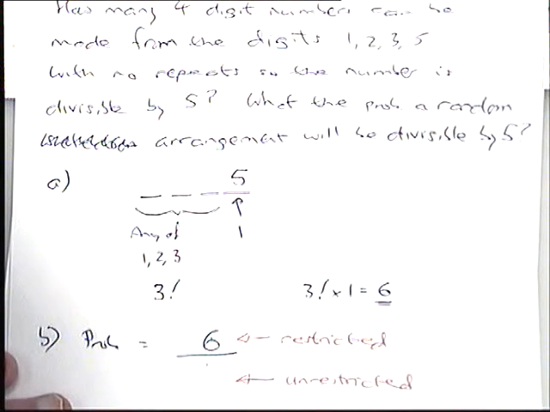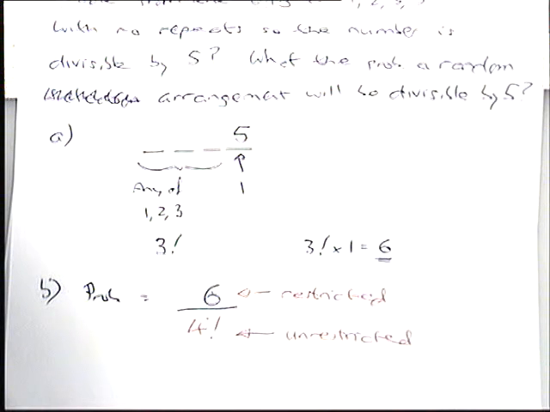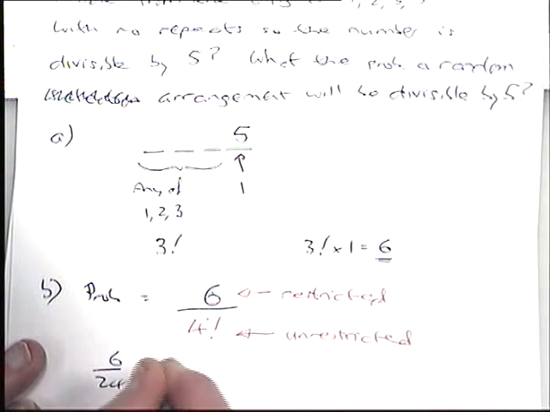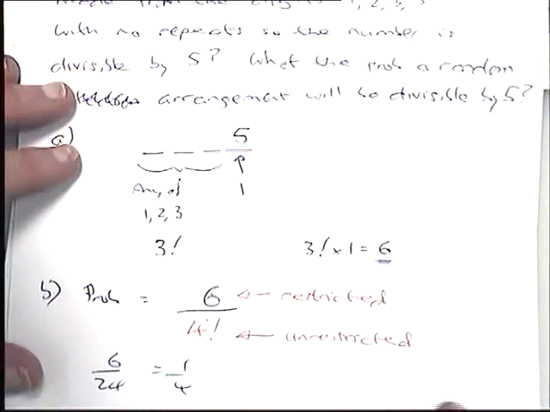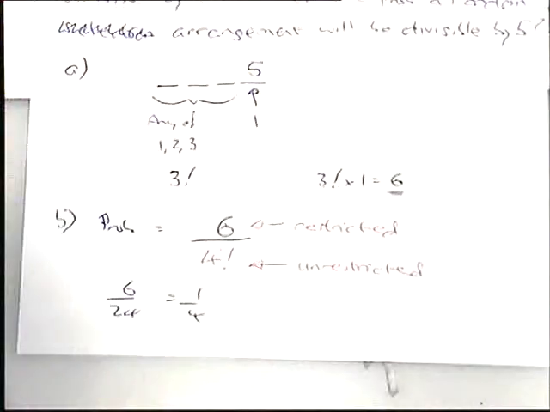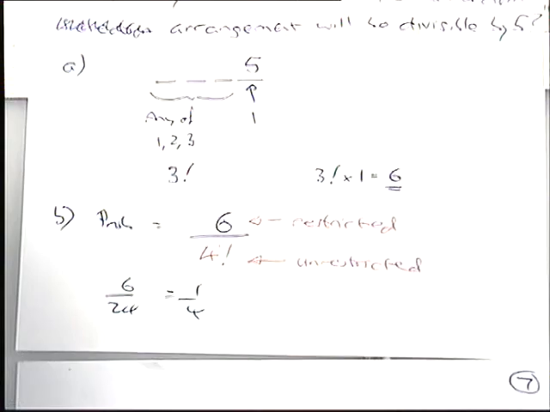Because there are 4 digits, so 4 factorial. Can we remember what 4 factorial is yet? 24. So 6 over 24 becomes 1/4. Right, there we go for that one. That's a lot easier. The answer was much shorter than the question.